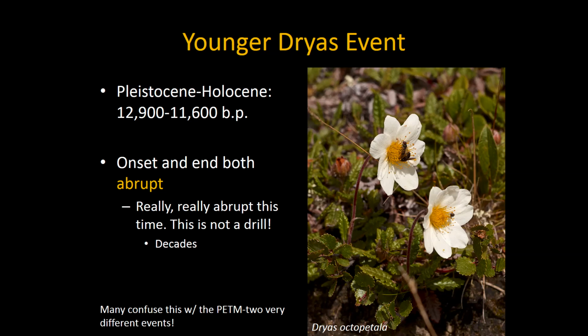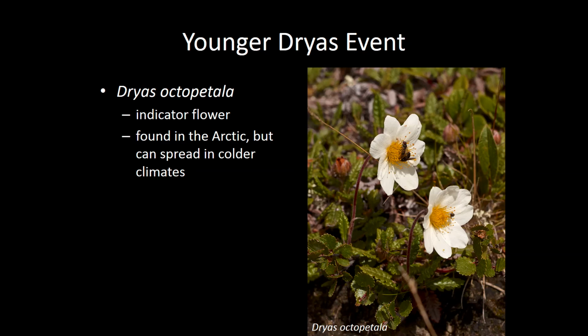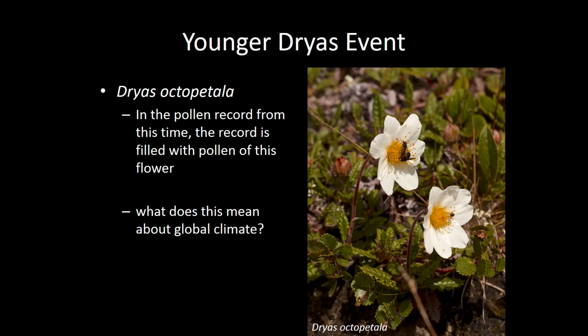And this event gets its name from this beautiful flower right here called Dryas octopetala, all right? So, it is an indicator flower, and what that means is, anywhere you find it, we know it must be fairly cold. They mostly live in the Arctic, but if it's colder outside, they can spread further. All right? Now, Dryas has a very specific type of pollen, so we can see this very clearly in the fossil record. In the pollen record from the time of the Younger Dryas event, the record of the entire globe just about is filled with pollen from this flower that only likes cold air.